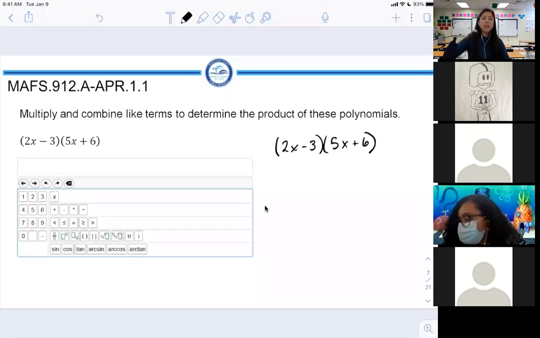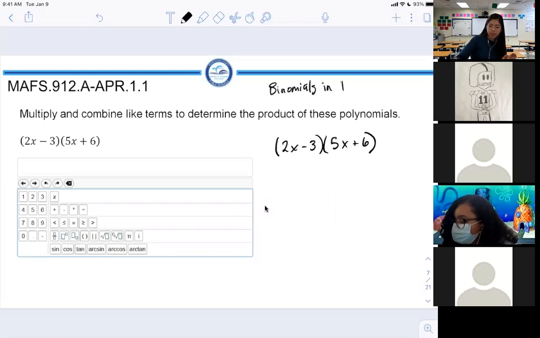Okay. So I've got two binomials inside of parentheses. There's this thing we do that starts with the letter F. Who can tell me what it is? Good, Tyrone. We're going to FOIL. Anytime you have binomials in parentheses, we're going to FOIL.